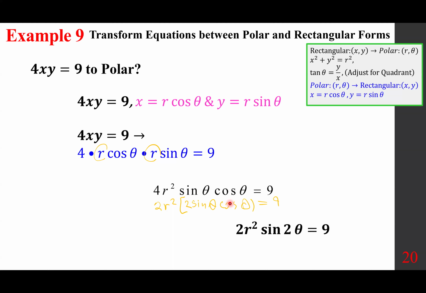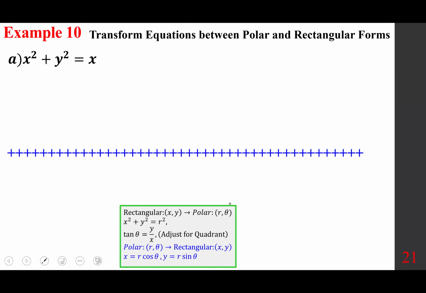So we've looked at quite a few examples, and we are going to do a few more just to make sure we are comfortable with this concept. We continue with transformation from one format to the next. So transform equations between polar and rectangular forms. So obviously this is a rectangular form. We want to go to polar.